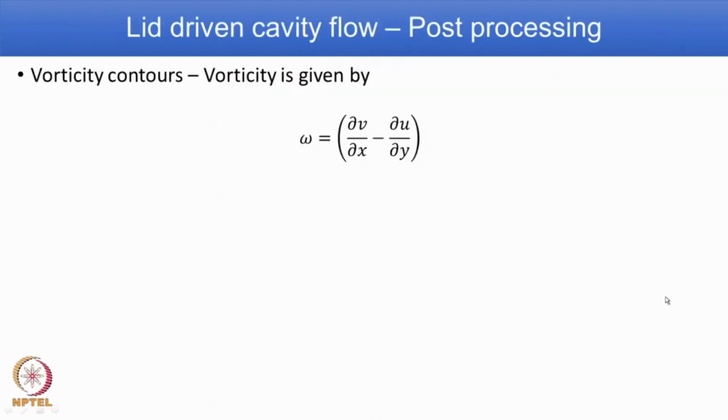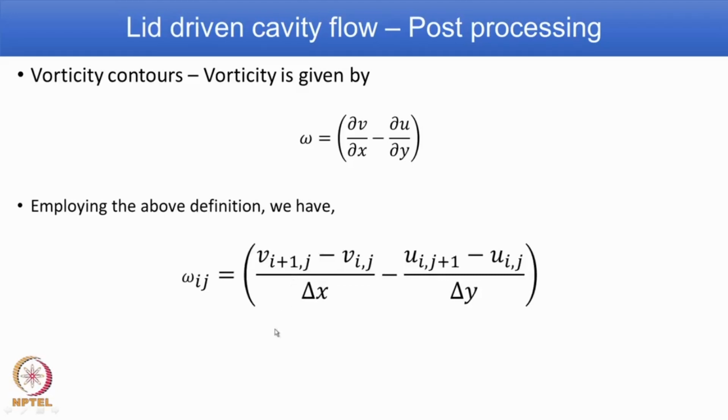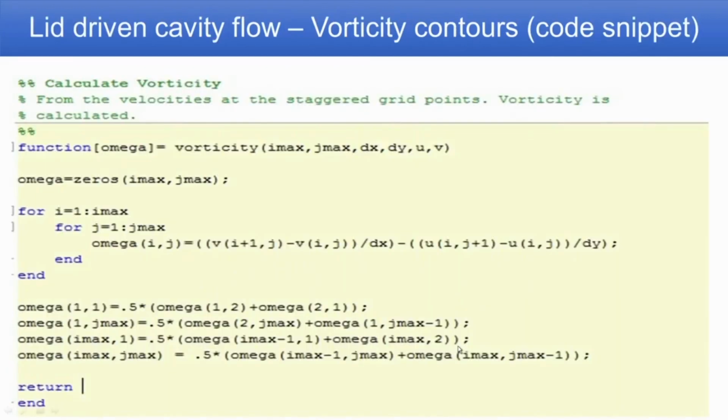Next we have a vorticity contour. So, vorticity is again defined based on velocity components as shown here. Omega is equal to dou v by dou x minus dou u by dou y, and you employ the above definition and write the discretized form of that equation. Omega at I comma j equal to v at I plus 1 comma j minus v at I comma j by delta x minus u at I comma j plus 1 minus u I comma j by delta y. So, using this you can calculate the vorticity, and it is shown in the form of a code.